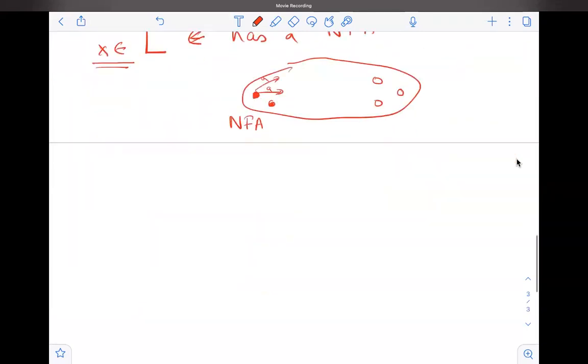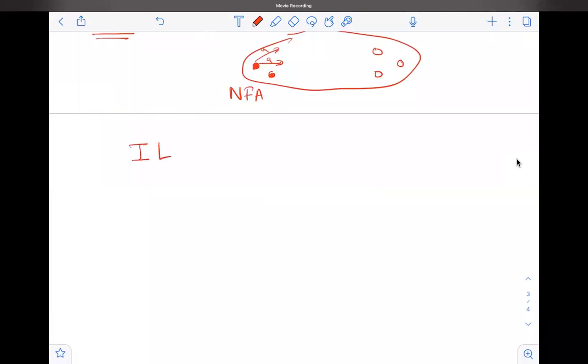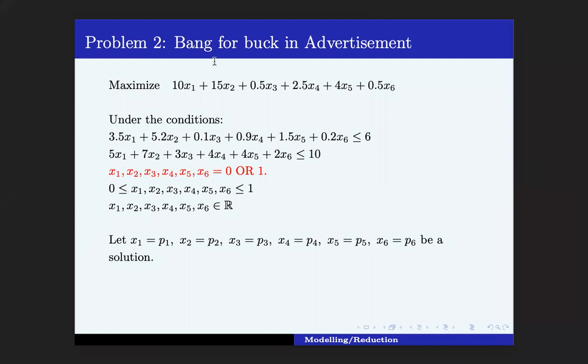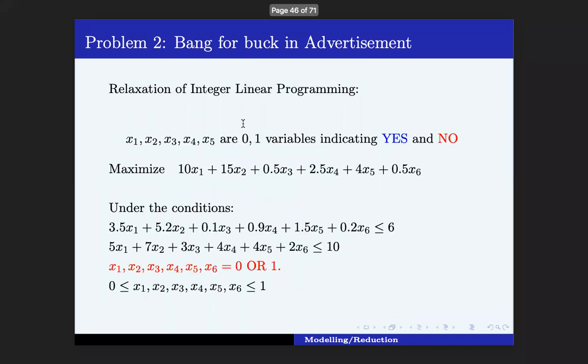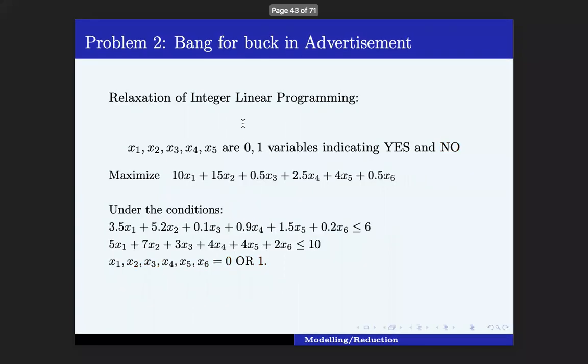Now let's think of this ILP. I have told you this ILP doesn't have a solution, right? I'm sorry, it has a solution. It doesn't have a polynomial time algorithm. This is the ILP you're talking about. I'm not solving this optimization, but think of the decision version of this problem. Meaning, is there a maximum which achieves more than 100?